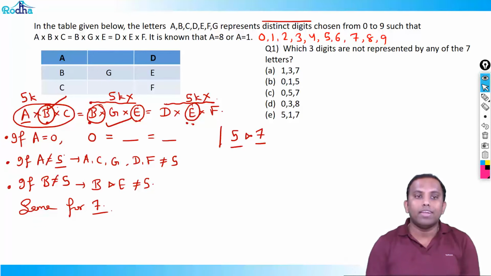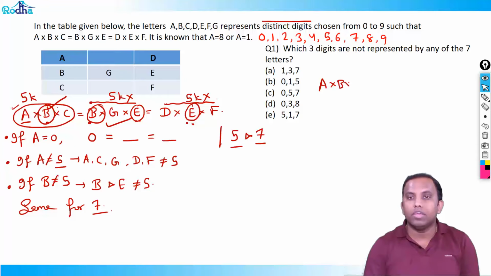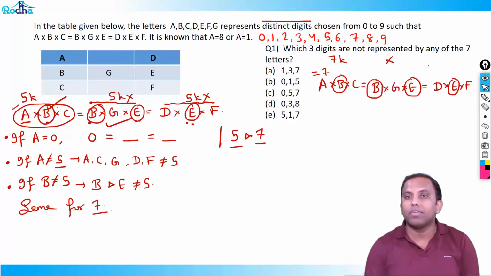So if any single digit is a multiple of 7, then that 7 can occur only one time in these 3 terms, right? See here, A into B into C is equal to B into G into E is equal to D into E into F. So if any single letter is equal to 7, like A, then this whole term is a multiple of 7. Now the other terms cannot be multiples of 7, because there's only one 7 available, right?